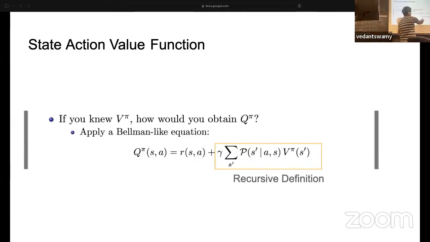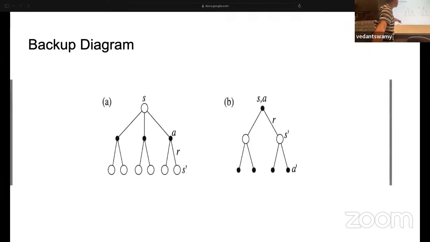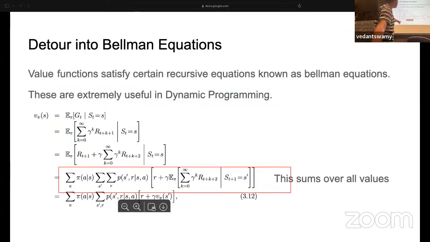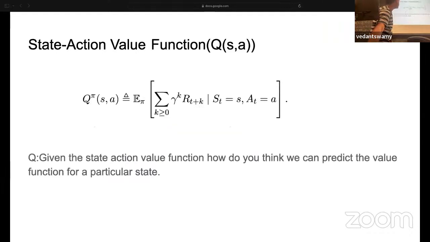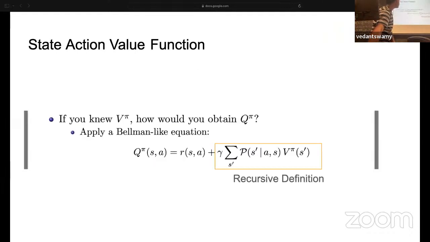We use the recursive definition involving the next state. This is pretty intuitive if you go back to the Bellman equation, where we are just taking one particular action. After we take the action, we reach the next state, so all we care about is this one and this one. If you go back to this equation, we're taking a particular action, receiving the reward, and multiplying by the probability of reaching that state by this particular action, multiplying it by the value of that particular state.